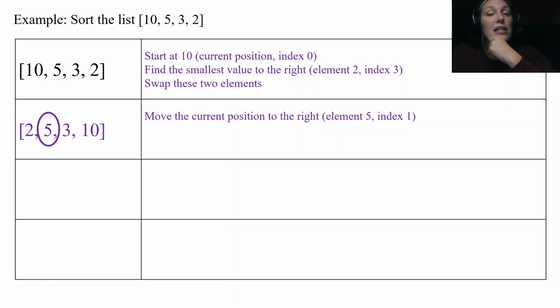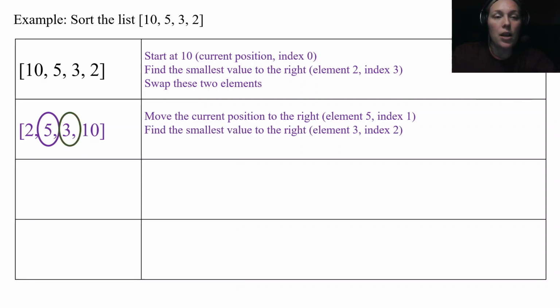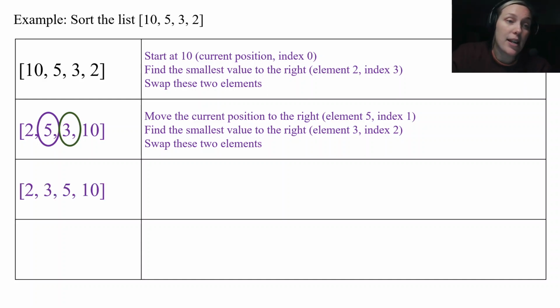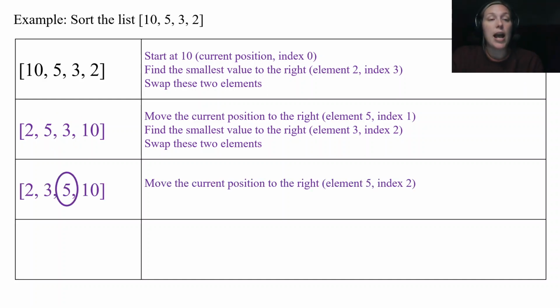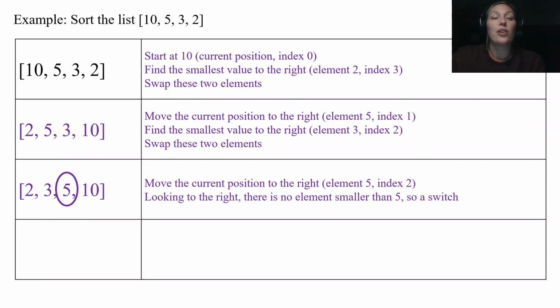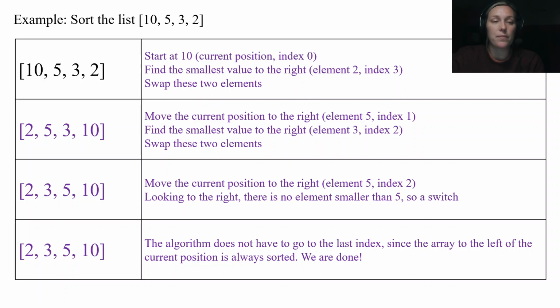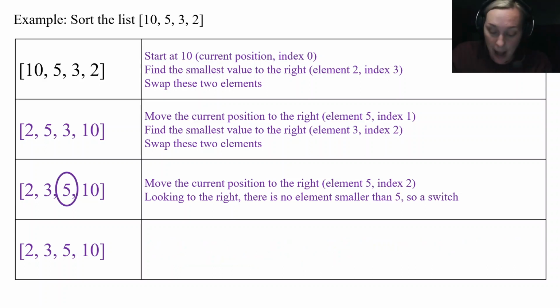Then we move the current position to the right by 1. Index 1 now becomes our current position and we are at element 5. Next we find the smallest value to the right of element 5. Between 3 and 10, 3 is the smallest element. We swap these two again, so 3 and 5 get swapped. Then I move the current position to the right to index 2. Looking to the right, there is no element smaller than 5, so a swap never happens. I guess I left that out there. So a swap never happens.